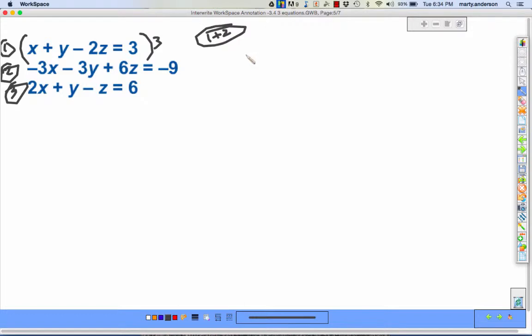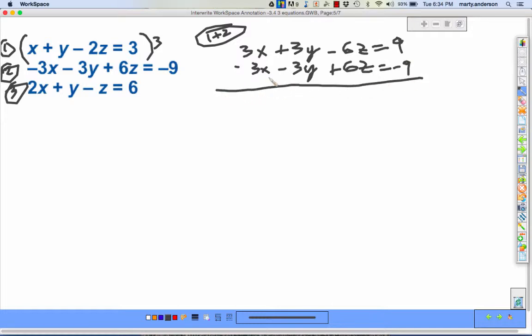and I go over here and I do 1 and 2, and I take good notes, and I go 3x plus 3y minus 6z equals, whoops, I forgot my niner. Did somebody say niner? And then I got negative 3x minus 3y plus 6z is negative 9. And I get 0, 0, 0. Oh my gosh, 0 equals 0. When is 0 equals 0? Infinitely many solutions.